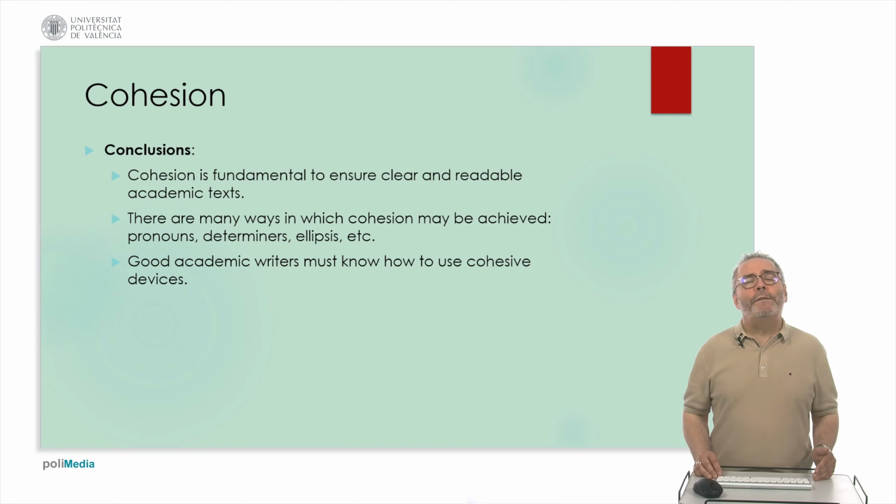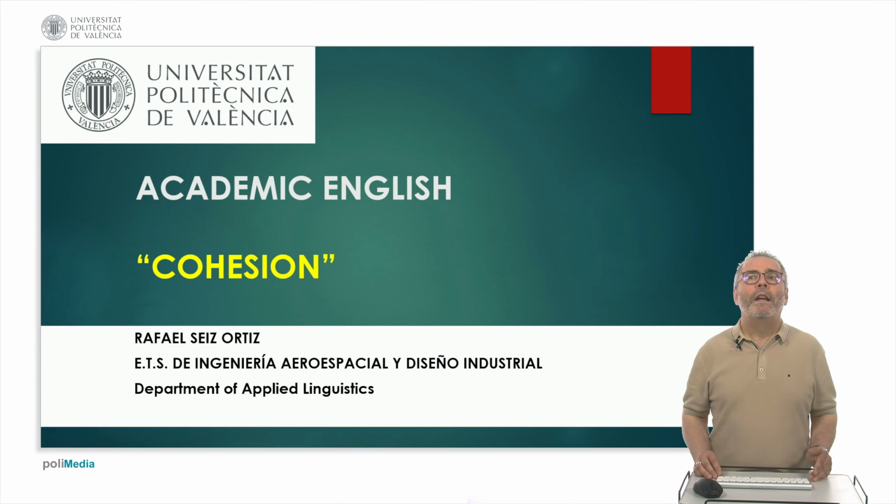As we saw, cohesion is very important to ensure clear and readable texts in academic language. There are many ways in which cohesion may be achieved. They are called cohesive devices: pronouns, determiners, ellipses, etc. But we didn't cover all the possibilities in this presentation, only some of the most common ones. And in summary, good academic writers must know how to use these words to ensure cohesion. Thank you very much.